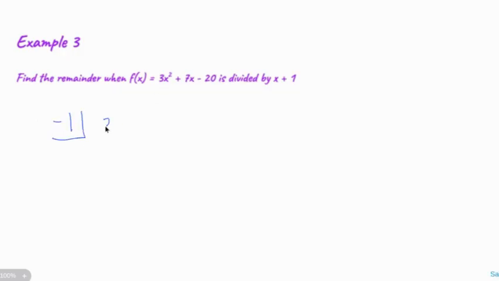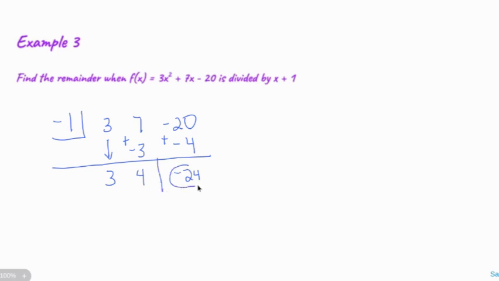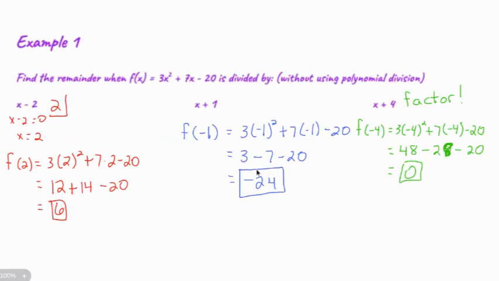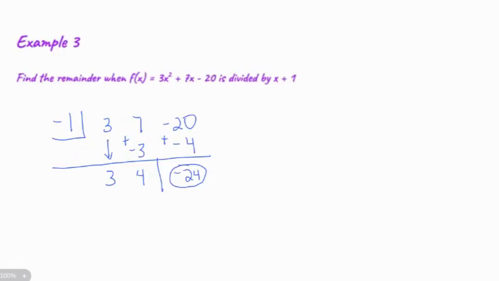Okay, we got 3, 7, and negative 20 like before. We get 3, or negative 1 times 3 is negative 3. We add them together, we get 4. Negative 1 times 4 is negative 4. We get negative 24, and would you look at that? Go back, negative 24. So that means we should get 0 for the last one. Let's acknowledge that now.